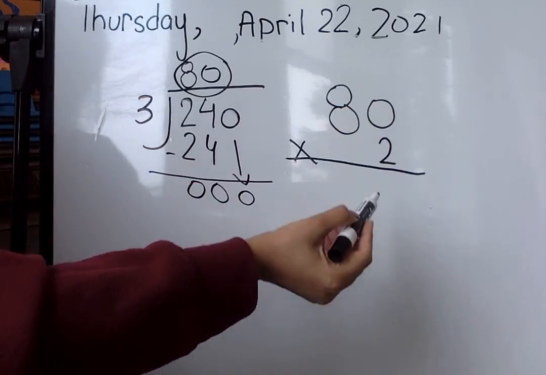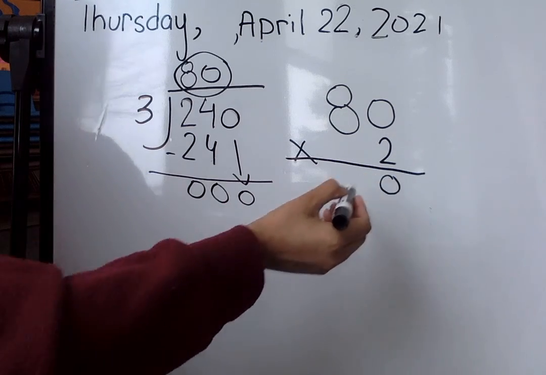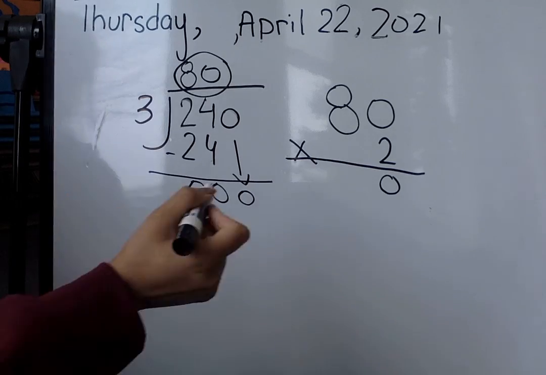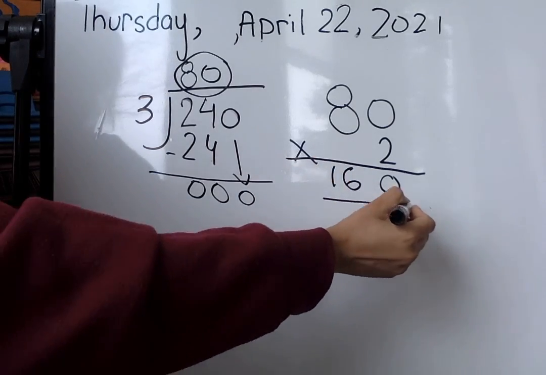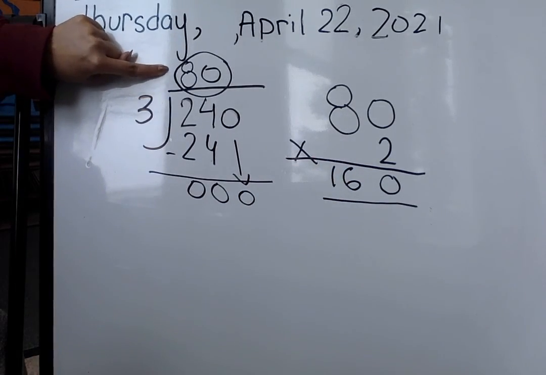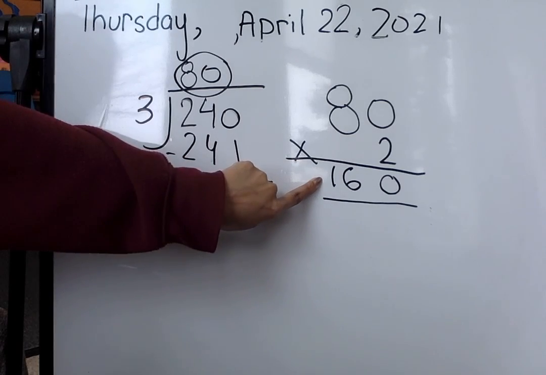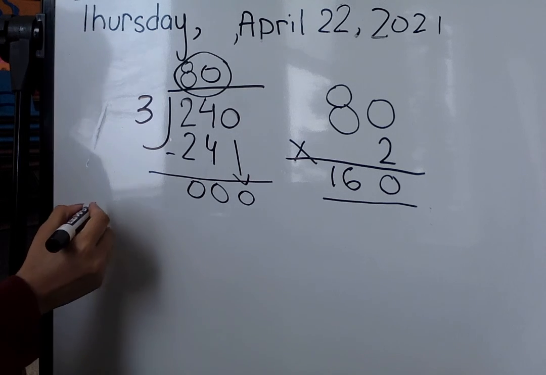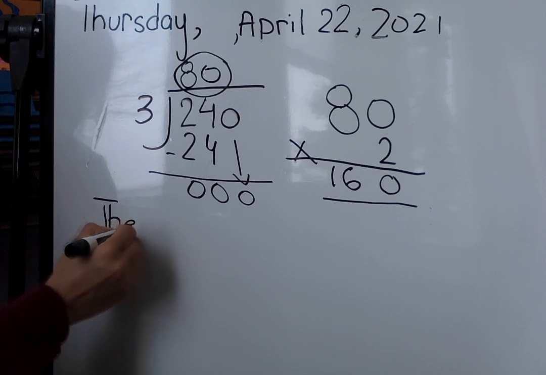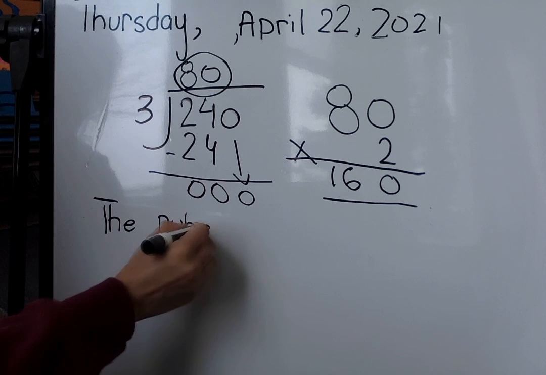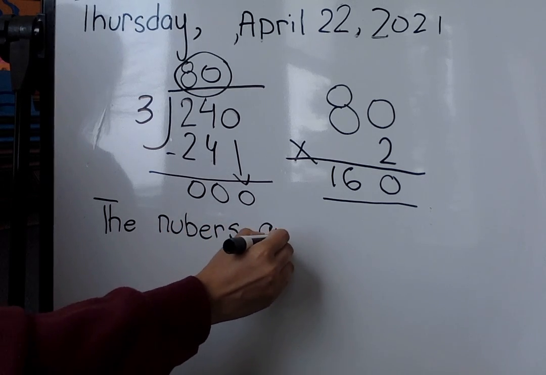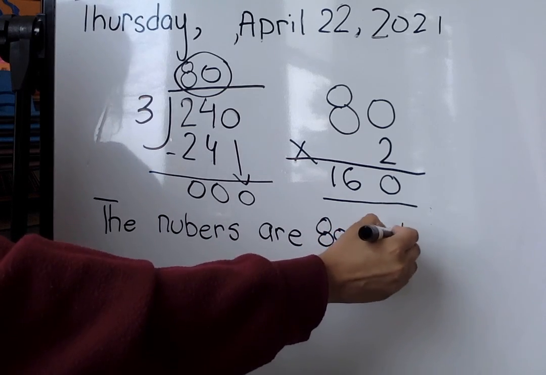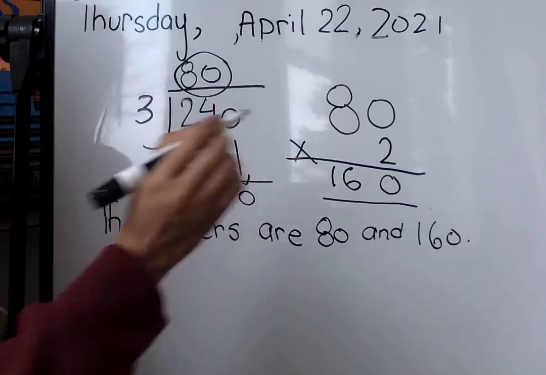We go ahead and we multiply. 2 times 0, or anything times 0, is 0. 2 times 8 gives us 16, right? So one of the numbers is 80, the other number is 160. So my sentence would be, the numbers are 80 and 160, period.